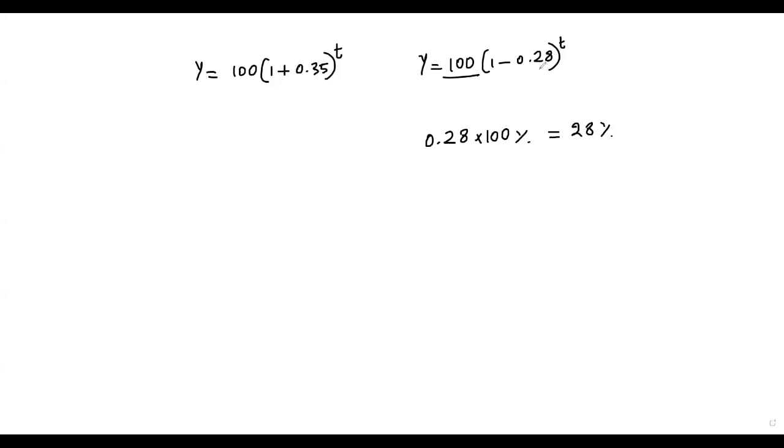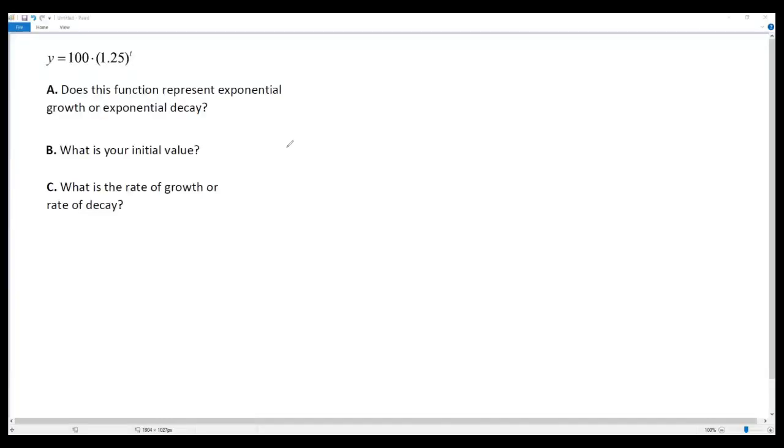Okay, let's look at some other examples. Here we have another example. There is a function over here and we have to answer 3 questions, part A, part B and part C. Here we have a function that is y equals 100 times 1.25 to the power of t. The first question is, does the function represent exponential growth or exponential decay?